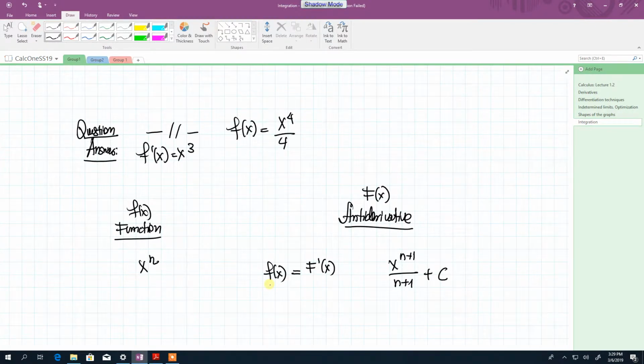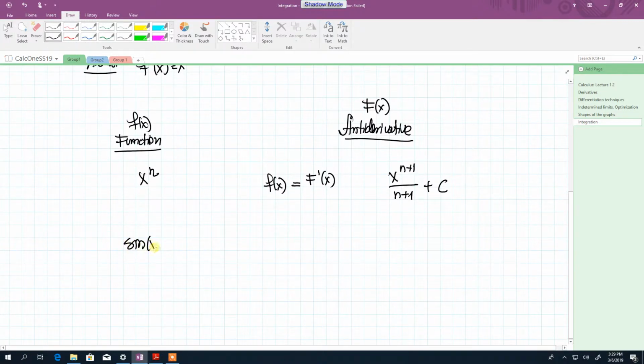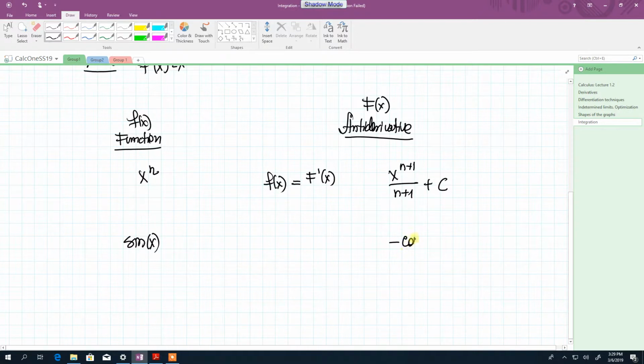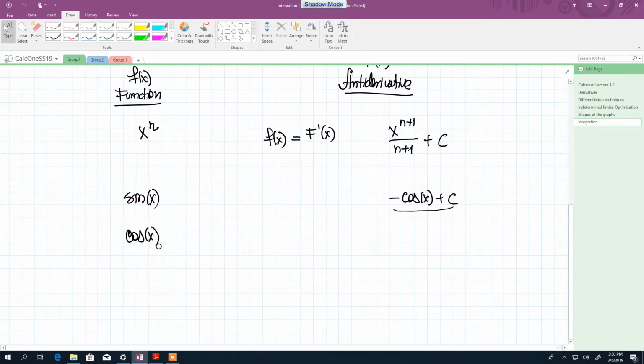So if I ask, what is the antiderivative of sine of x? You need to tell me minus cosine of x plus the constant, right? Why? Because if you take the derivative of minus cosine, it will be equal to plus sine, right? So if I say, hey, your function is cosine, tell me its antiderivative. It will be plus sine of x plus c, right? Okay. What else? Okay, so e to the power of x. This will be, again, e to the power of x, right?